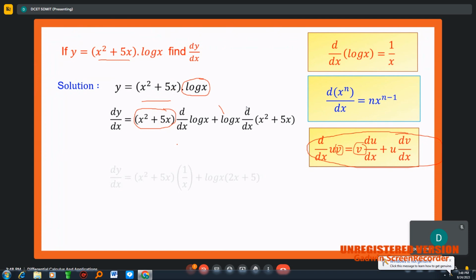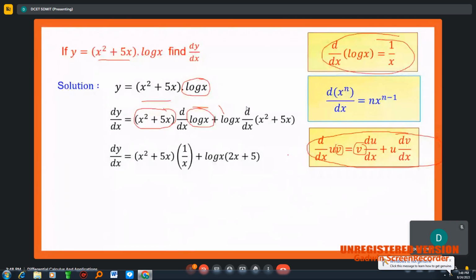Now again, x square plus 5x, what is the differentiation of log x? Differentiation of log x is always 1 by x. That is 1 by x, plus log x is kept as the constant. What is the differentiation of x square plus 5x? Again we are applying the power rule. What is the differentiation of x to the power of n? n into x to the power of n minus 1.